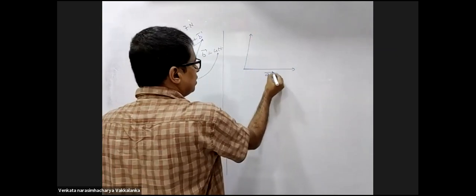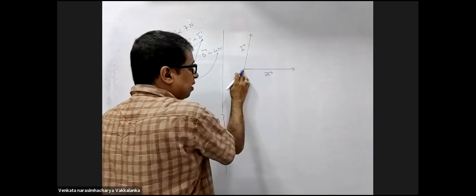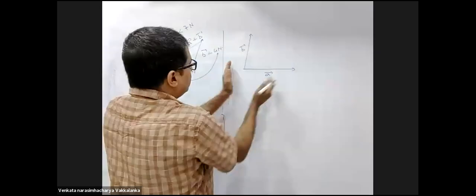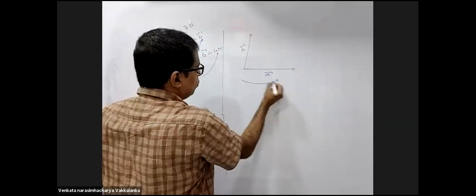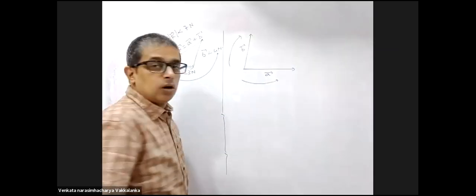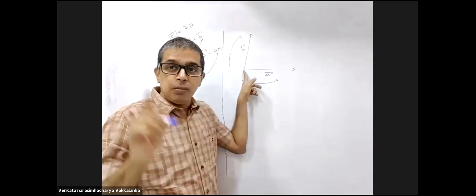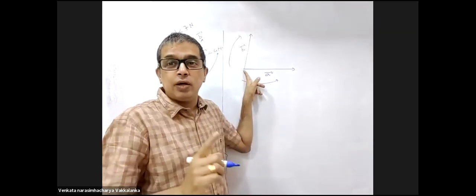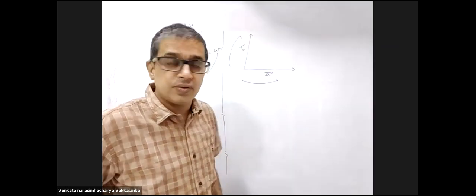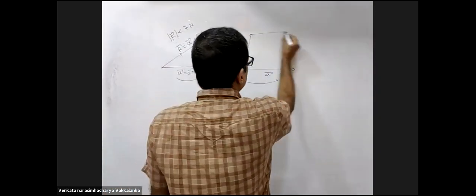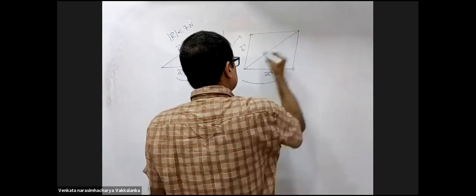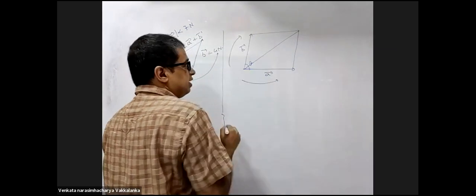The second we learned was the parallelogram law of addition. Here the two vectors are drawn from a point, one in anti-clockwise, one in clockwise. They are not in the same order. From the tail, both of them are not in anti-clockwise or clockwise. One is anti-clockwise, the other is clockwise. The diagonal of the parallelogram drawn from the same point is the resultant.